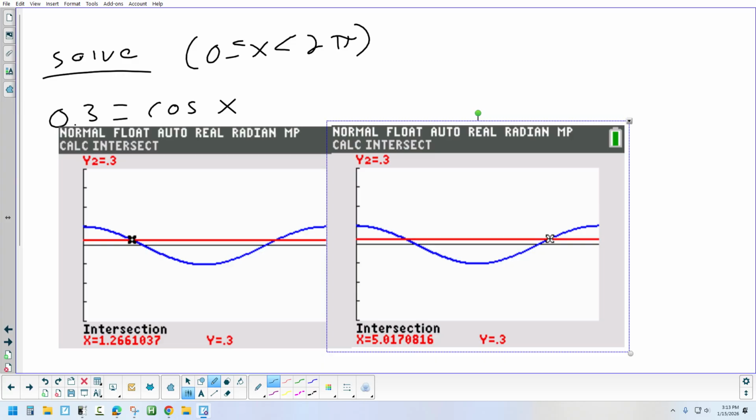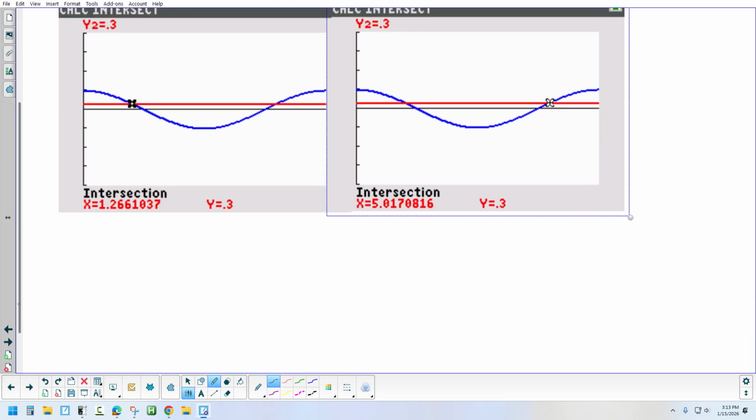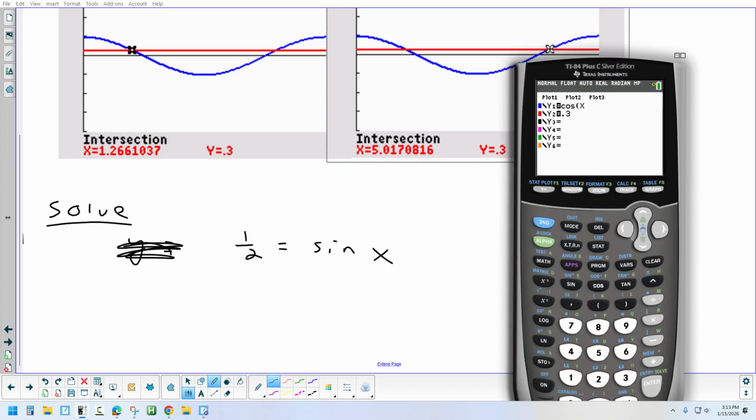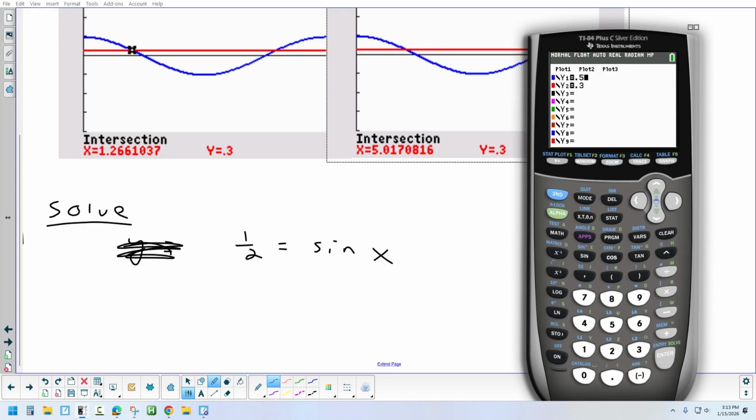All right, let's try another solve. But this time, instead of rounding to 2 decimal places, I want to get an exact answer. Let's do 1/2 equals sine x. So we're still going to start out the same way. Put everything in y equals. So we've got 0.5 and sine x. Let's use the same window, 0 to 2 pi. Hit graph.